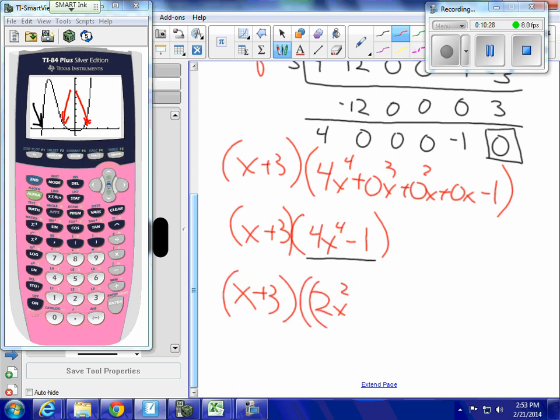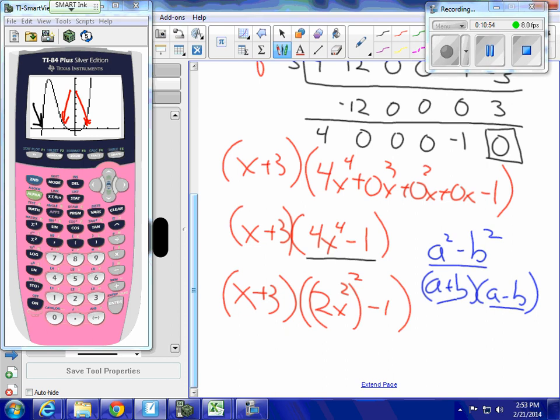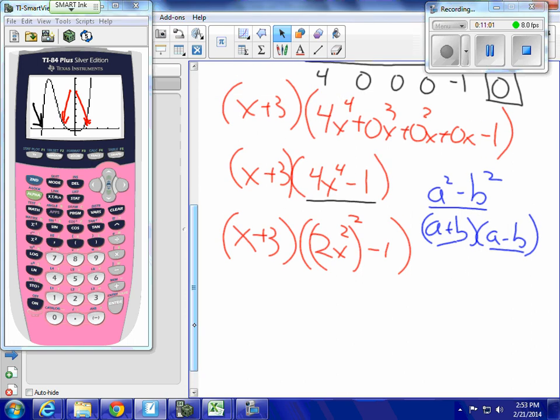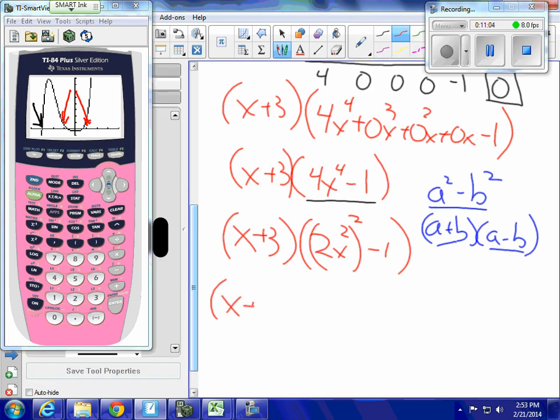2x squared minus 1. And we know that a squared minus b squared is equal to a plus b, a minus b. This is the difference of two perfect squares. This is one of those things that you really need to know. You need to be able to recognize a plus b times a minus b is equal to a squared minus b squared. Which means that I can factor this even further into x plus 3 times 2x squared minus 1 times 2x squared plus 1.